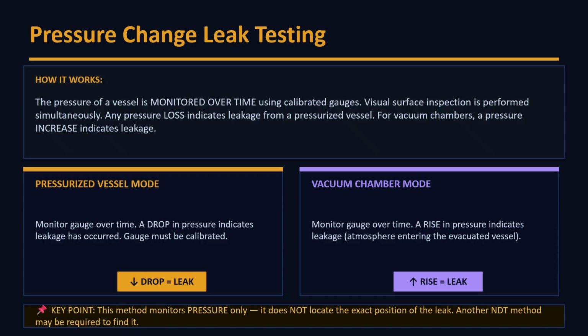For vacuum systems, the opposite occurs. The vessel is evacuated. Pressure is monitored. If pressure rises, atmospheric air is entering through a leak.